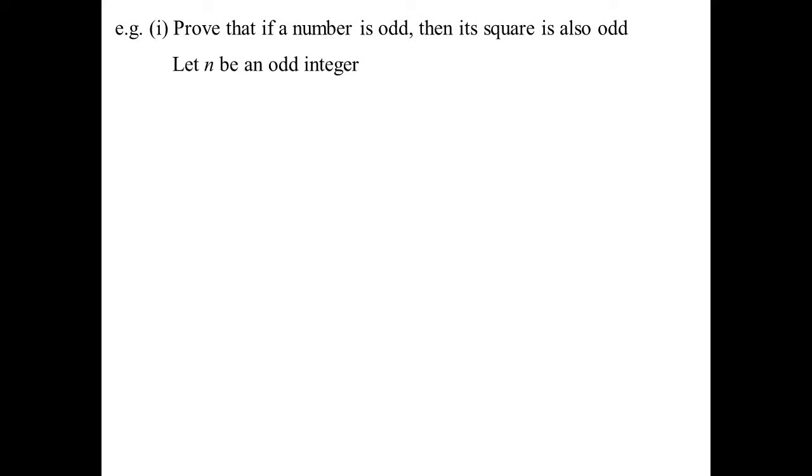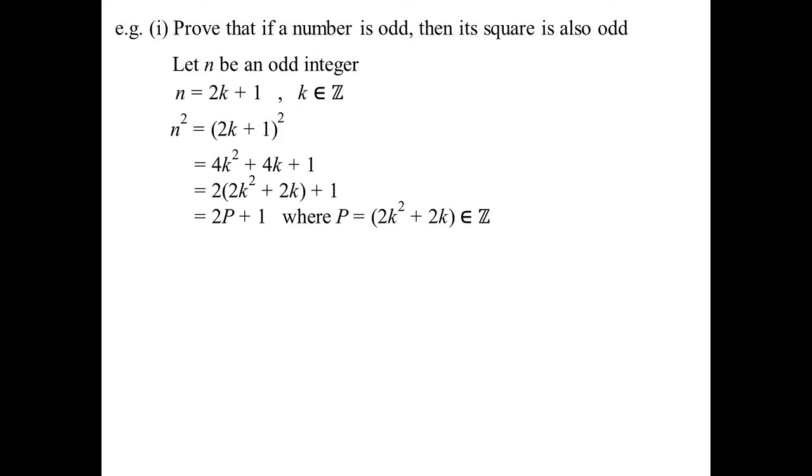So I'm going to let n be an odd integer. In other words, I'm going to say it's 2k plus 1, where k is an integer. I could have said 2k minus 1. It doesn't really matter. All I know is it has to be an odd number away from an even number. So n squared then, we now want to show that this also fits that pattern of an odd number. So n squared will be (2k plus 1) squared, which is 4k squared plus 4k plus 1. I could factorise, but just leave the 1 there, and I get 2 outside of (2k squared plus 2k).